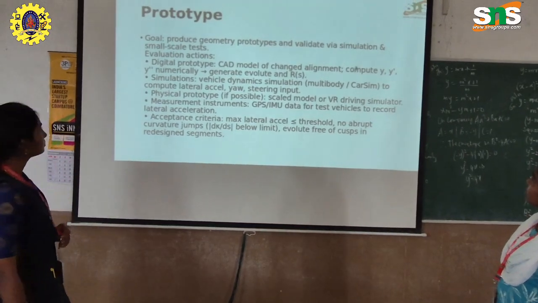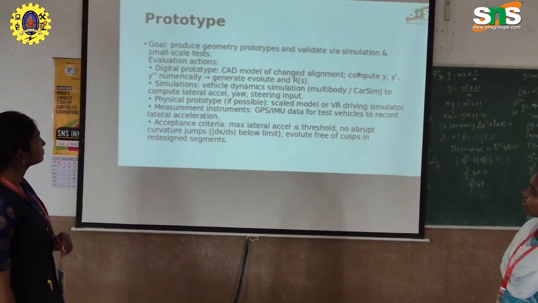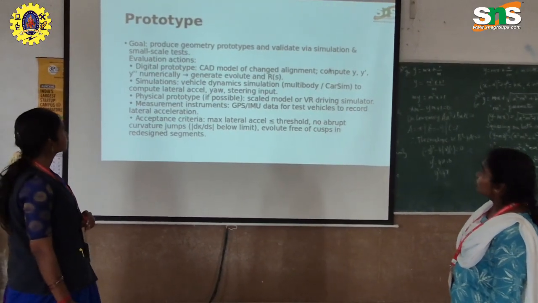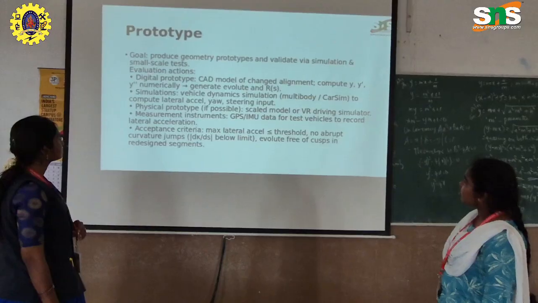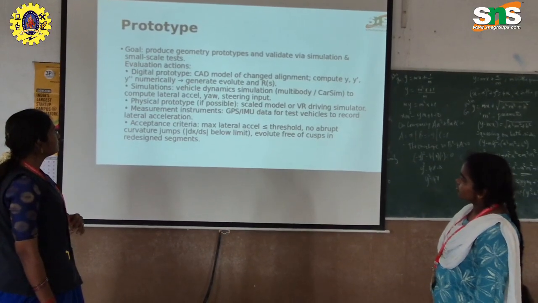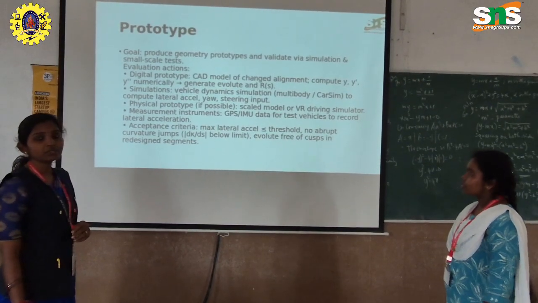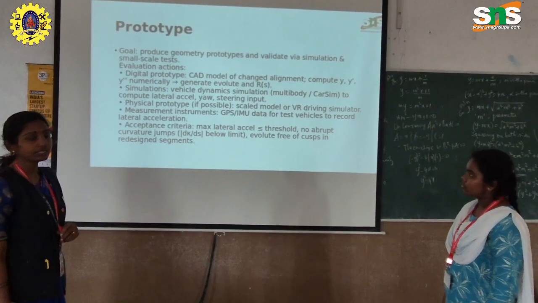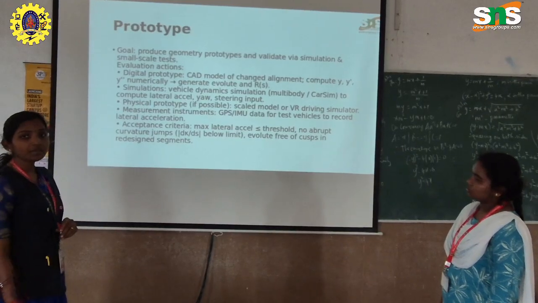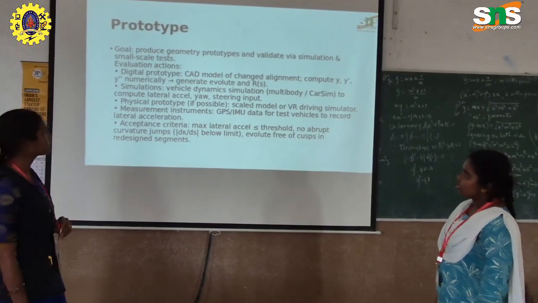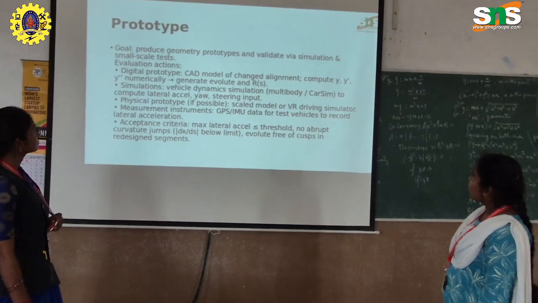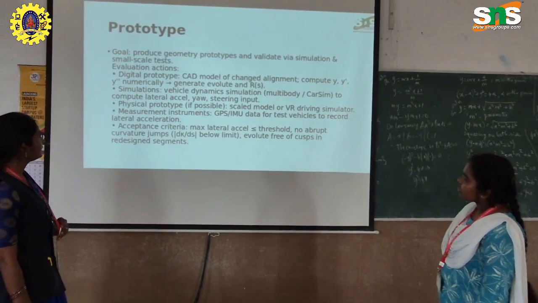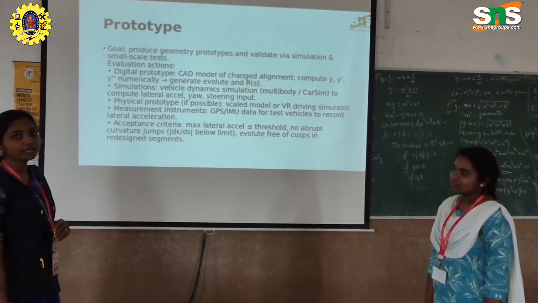Produce geometric prototypes and validate via simulation and small-scale tests. Evaluation actions: digital prototype, CAD model of chosen alignment, compute y, y dash and y double dash numerically, generate the evolute and R of S. So this is a digital prototype wherein we will be using CAD techniques to find y, the first derivative y dash, the second derivative y double dash, and we will evaluate the evolute and the radius of curvature. Simulation: vehicle dynamics simulation, multi-body or Carsim, to compute lateral acceleration, yaw, steering input. So these are the simulations we will handle in the particular CAD unit.